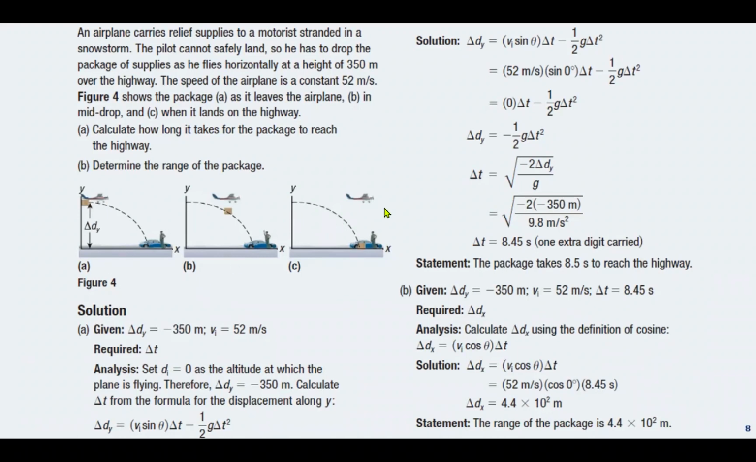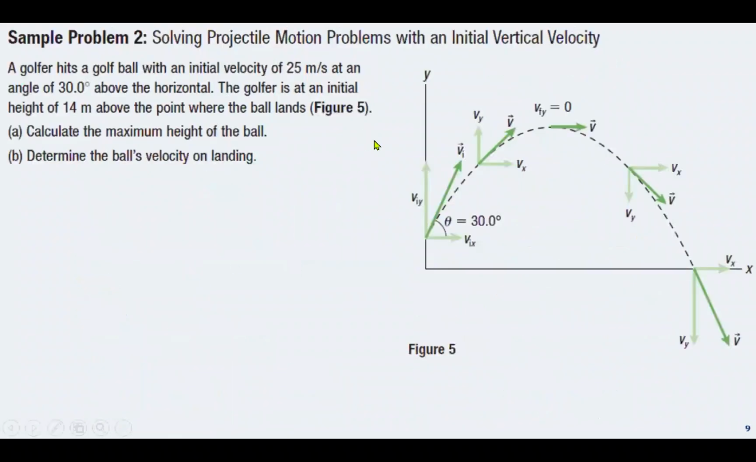All right, if you don't have any questions, let's consider another practice question. This time we have a golfer who hits a golf ball with an initial velocity of 25 meters per second at an angle of 30 degrees above the horizontal, which is illustrated in figure 5 here. This golfer is at an initial height of 14 meters above the point where the ball lands.